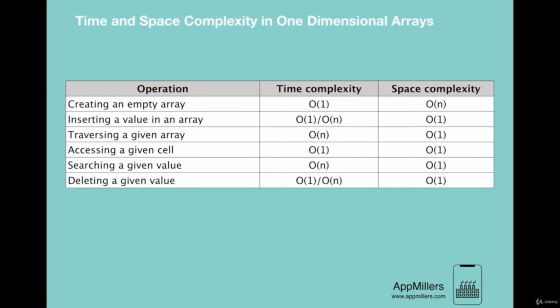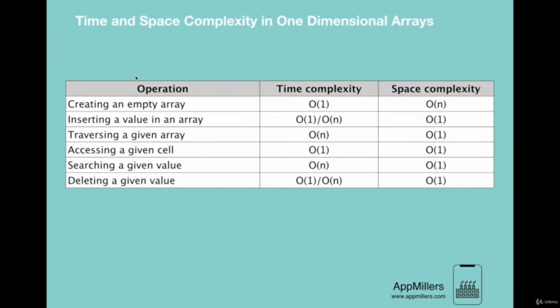Then the next operation is accessing a given element. Accessing a given element of an array takes O(1) time complexity, because in this way arrays are the most efficient data structure: by using the index we can identify the address of the given cell and directly access this cell without looping or searching for it. And the space complexity, one more time, for accessing a given cell will be constant, because here again we don't need any extra space to perform this operation.